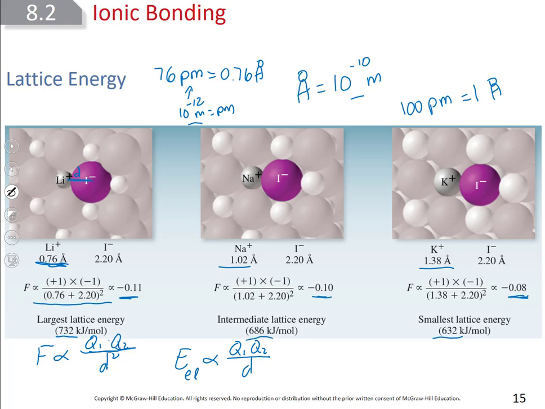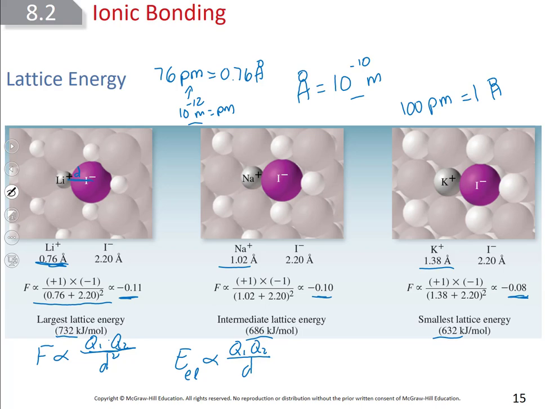So we can summarize this. Some of these questions are just going to be comparing. Which one would have the biggest lattice energy and why? If what you're comparing is going to be in the same family, meaning the charges are the same, you're going to be comparing the distances. The larger the ions, the farther apart the distance, the smaller the lattice energy.